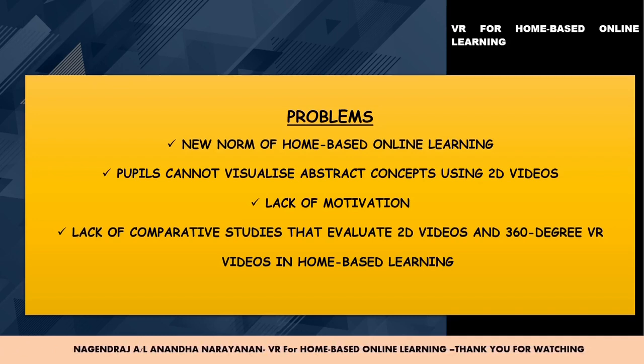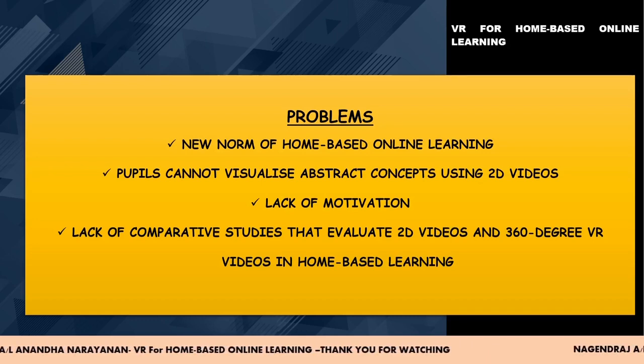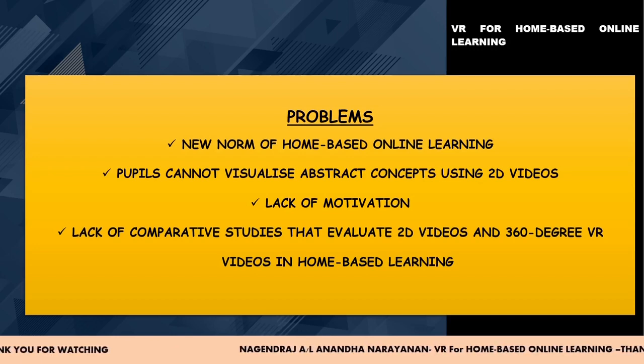They have a lack of motivation because of that, because they cannot conceptualize things like directions, colors and shapes, and other features, for example seasons or weathers. So there is a need to improvise how we can interact with them when they are at home. There is also a lack of comparative studies that evaluate 2D videos and 360-degree virtual reality videos in home-based learning.